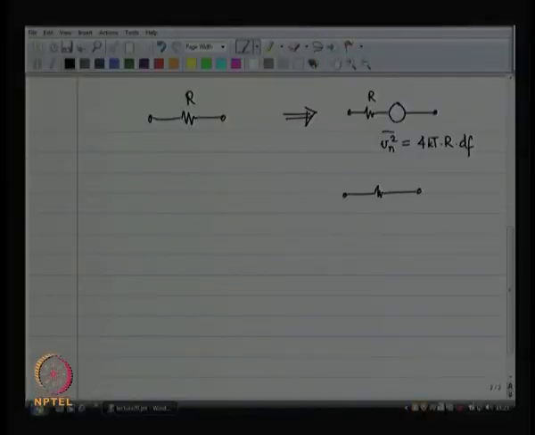Now, you can also do a Thevenin to Norton equivalent transformation, and the same resistance R can be re-represented as a noiseless resistance R in shunt with a current source. This current source has a mean squared noise current equal to 4kT times df divided by R. This also we inferred from the previous result in the last class.